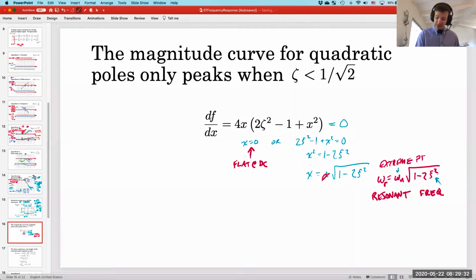But zeta is what I want to focus on, because this radical has a negative under it, which should raise some red flags, maybe orange flags, because we need real frequencies. If zeta gets too large, we're going to end up with imaginary numbers here. And so what's the limit on zeta? We need 1 minus 2 zeta squared to be positive.